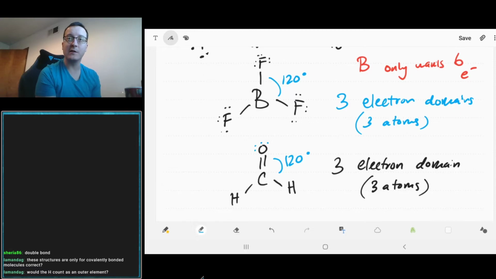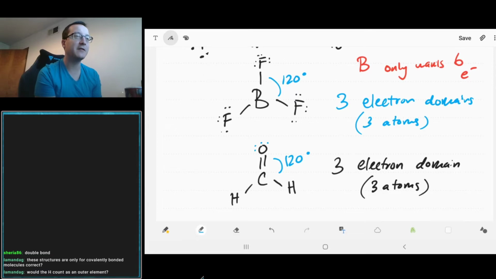both of these molecules, the boron trifluoride and the formaldehyde, will be trigonal planar molecules, meaning they have 3 electron domains, and those 3 want to be as far from each other as possible.